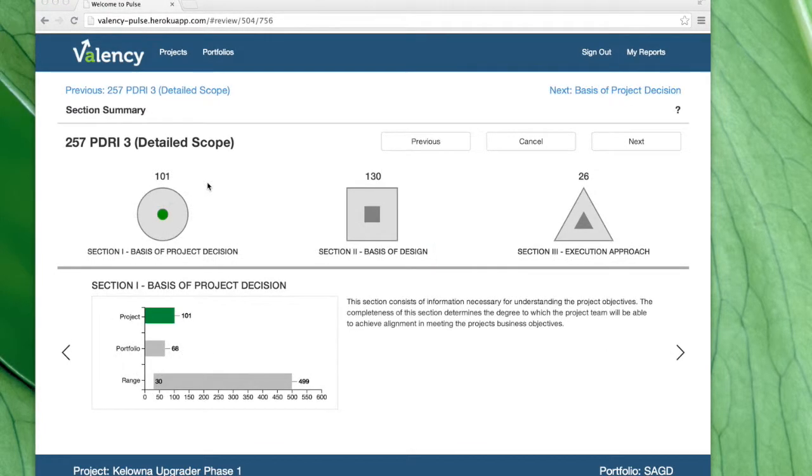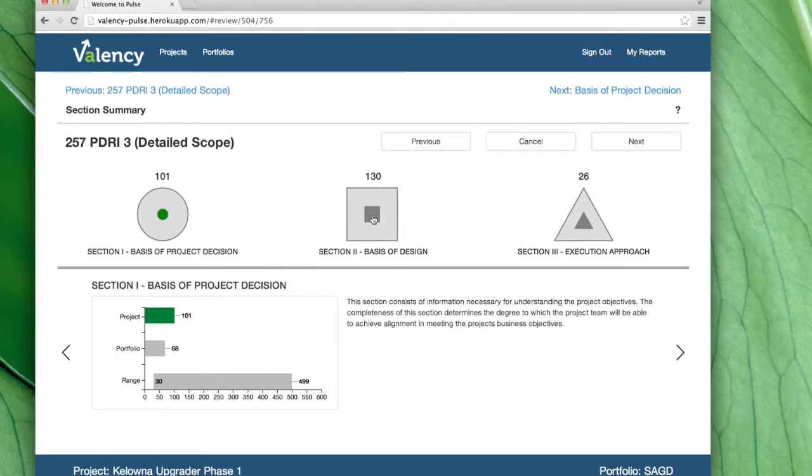At a section level, we can easily relate this project to portfolio benchmarks for projects that have gone before us. For Section 1, Basis of Project Decision, we see that the Kelowna Upgrader project is scoring poorly compared to portfolio averages. We can also see that this section represents a large amount of scope to define, 499 points in total, and significant progress has been made. Nevertheless, the section is still scoring high compared to portfolio averages.